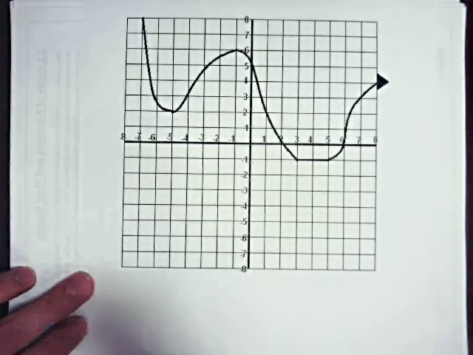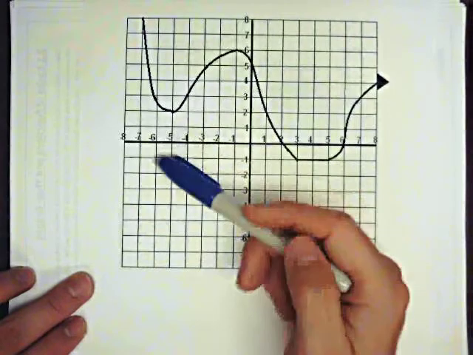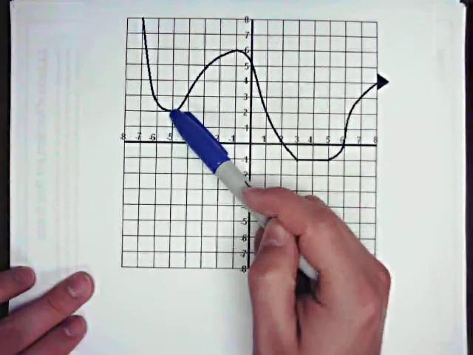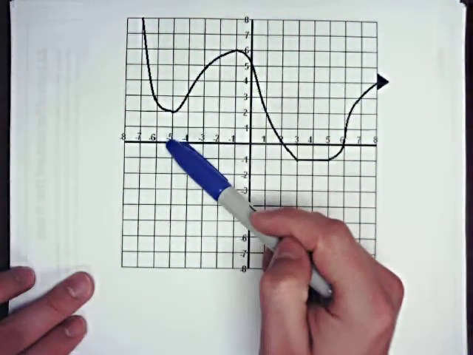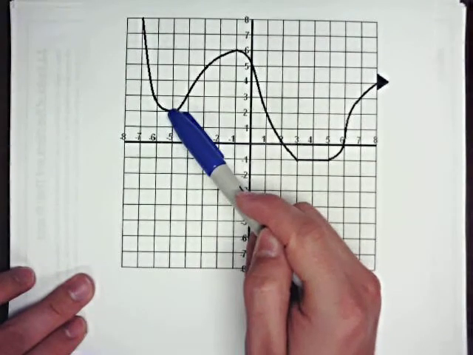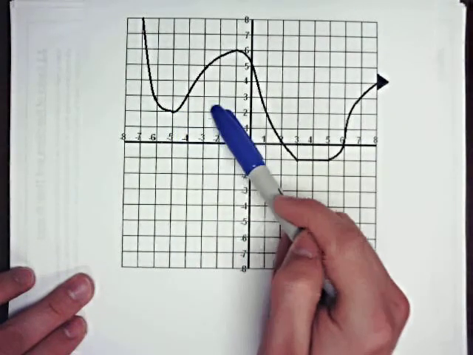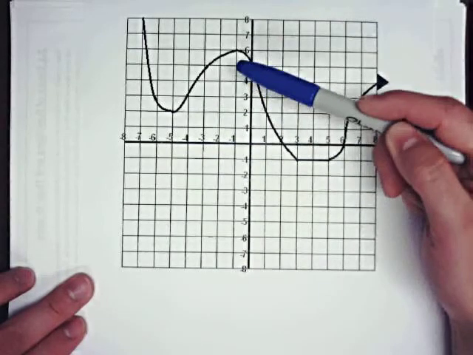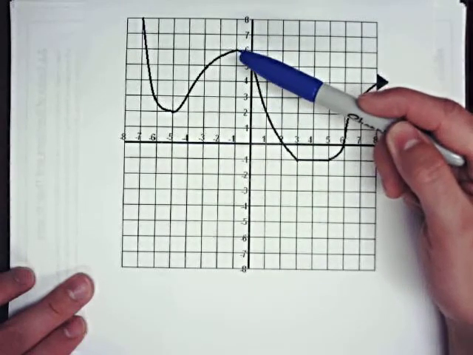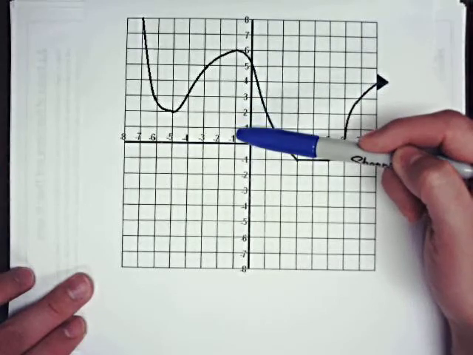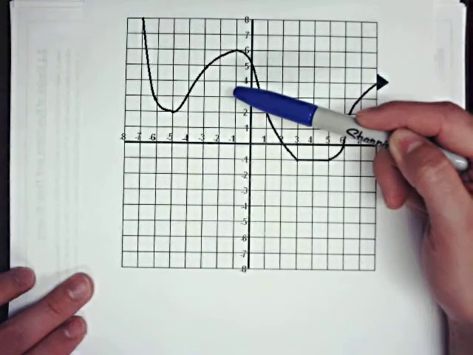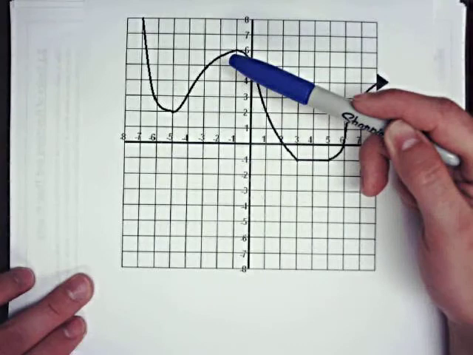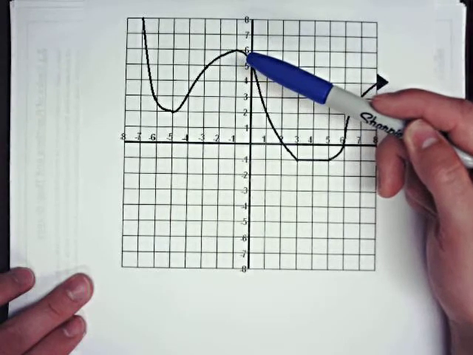Okay, so we're going to say that there's a relative minimum at x equals -5, and the relative minimum, the y value, is 2. And then the relative maximum happening at x equals -1, and the relative maximum, the y value, is 6.